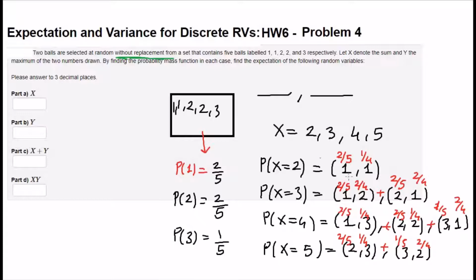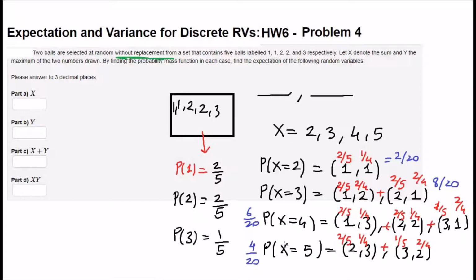So the probability that x is equal to 2 is 2/20. And probability that x is equal to 3 is 8/20. Probability that x is equal to 4 is 2 plus 2 plus 2, 6/20. Let's write it here. And probability that x is equal to 5 is 2 plus 2, which is 4/20.